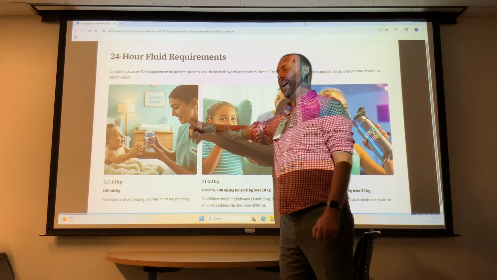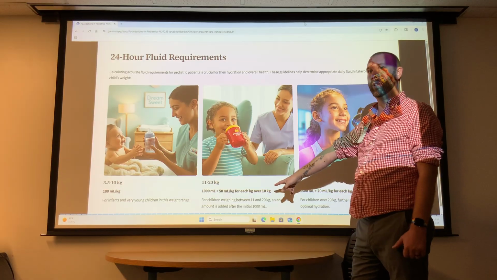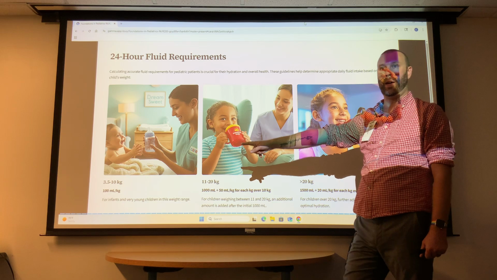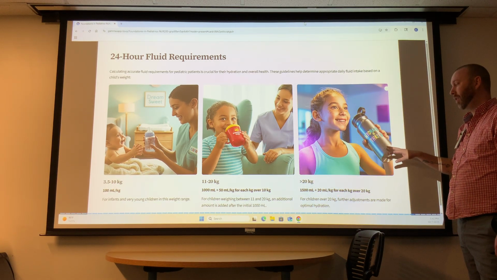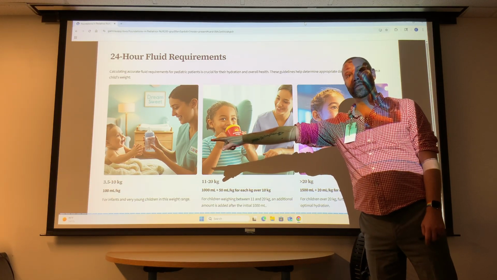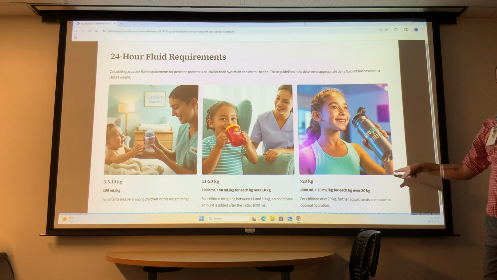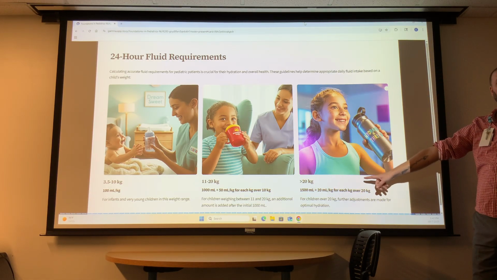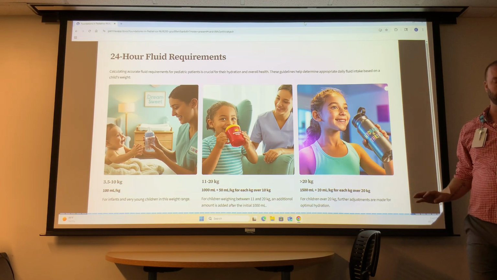So if you then have to move into the next category, if they fall between 11 and 20, you're gonna have 1,000 from the first 10 kilos, and then your additional amount is gonna be calculated at 50 mLs per kilo plus that 1,000 from that first 10 kilos, okay? If they happen to fall above 20 kilos, we're gonna take 1,000 from the first, 500 from the second, and then multiply 20 mLs per kilo for the rest of their weight, okay? So we know that we got 1,000 there, 500 there, so it's 1,500 plus whatever's left here, okay? We're gonna work on this together.